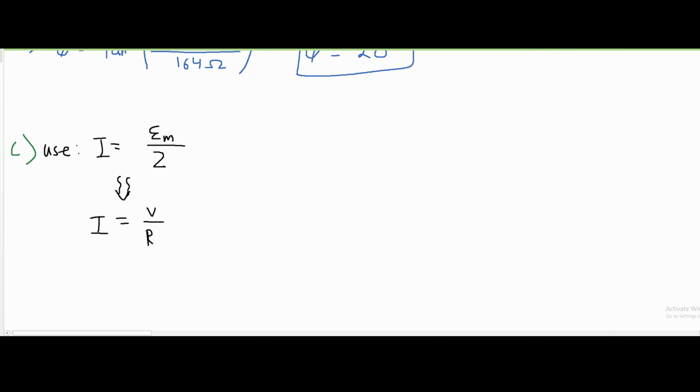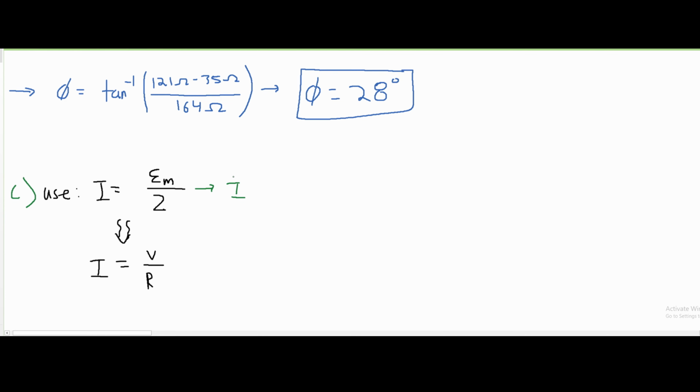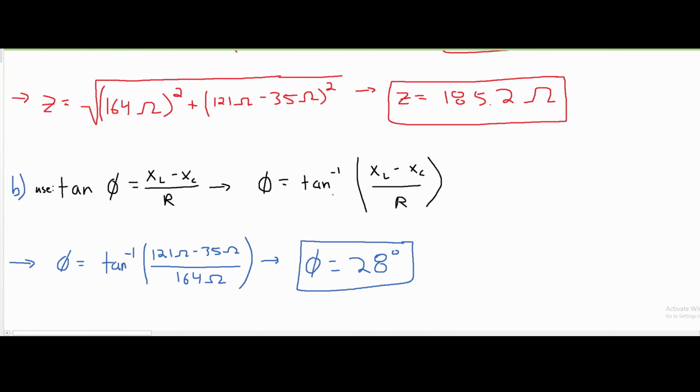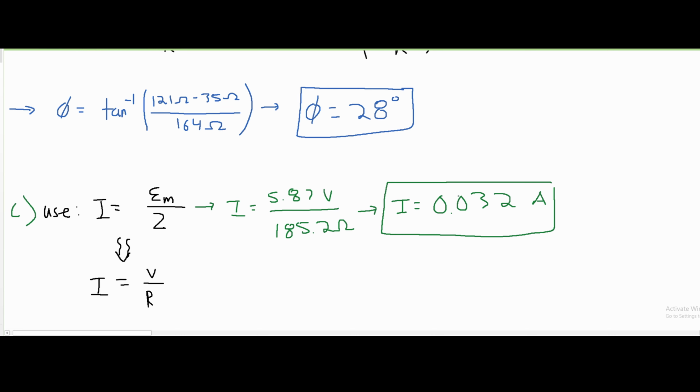If we continue this here, we can write that our alternating EMF is 5.87 volts over our Z, which is 185.2 ohms. After we put this into our calculator, we are going to get approximately 0.032, and this is going to be written in amps. And that is the answer for part C.